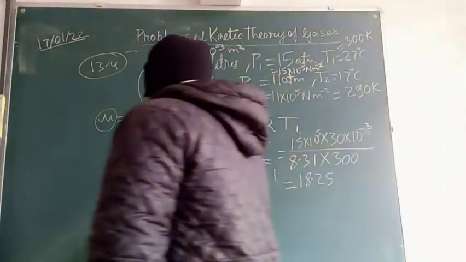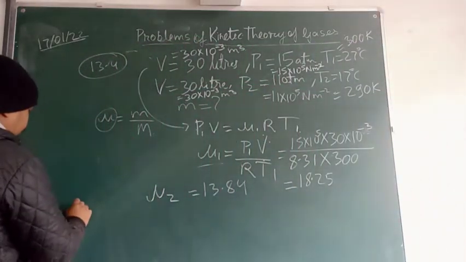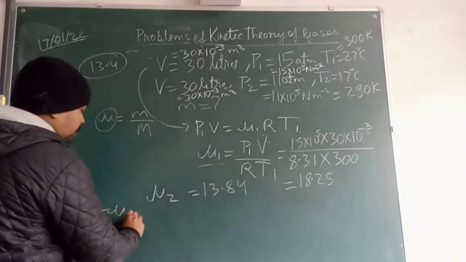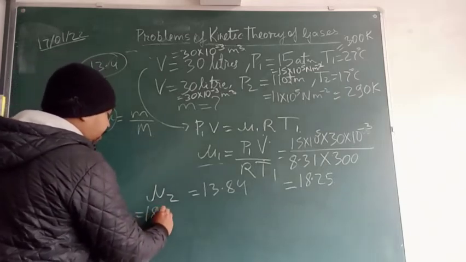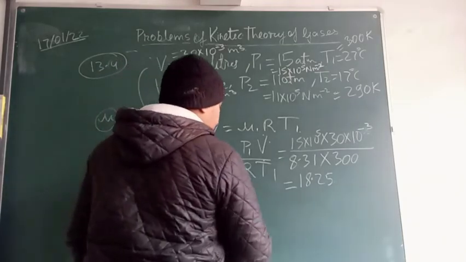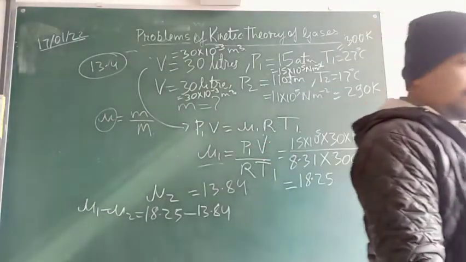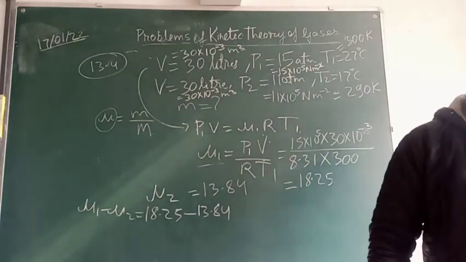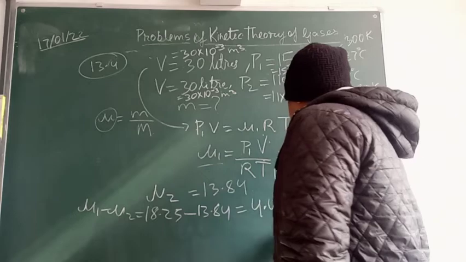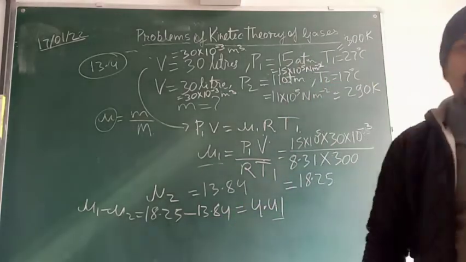Now how many moles have been taken out for the oxygen molecules? That means we have to find the number of moles taken out, which is equal to mu1 minus mu2, that is 18.25 minus 13.84. It comes out to be 4.41. Now we have the required number of moles.